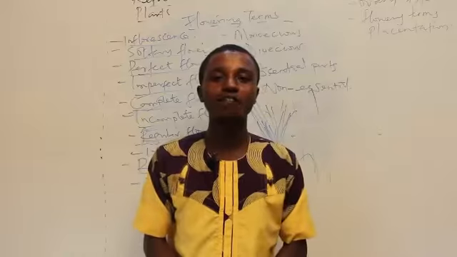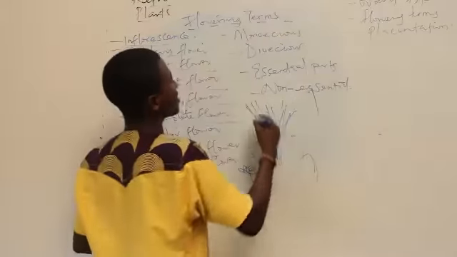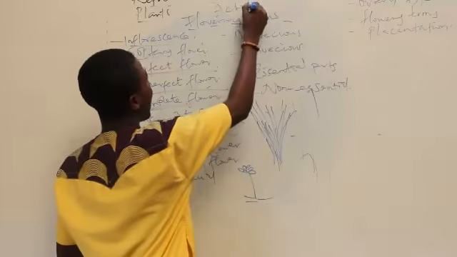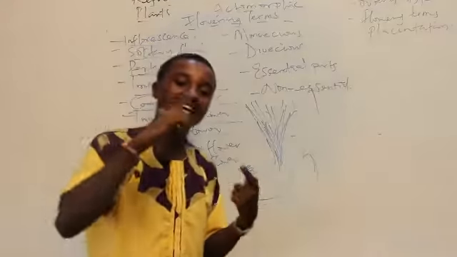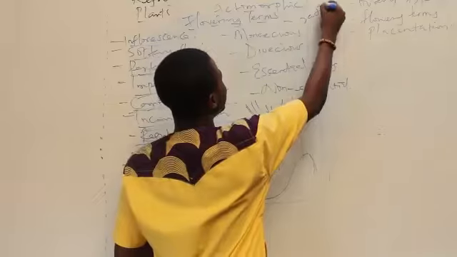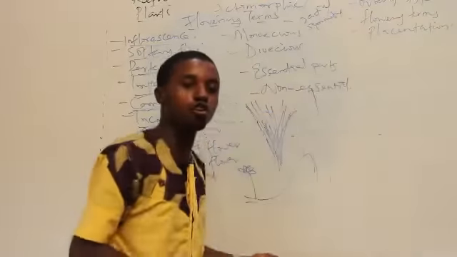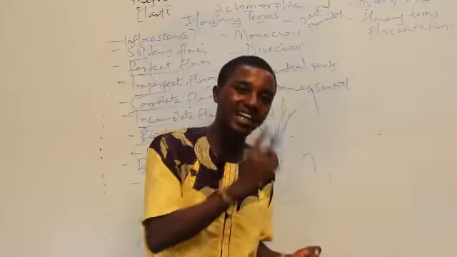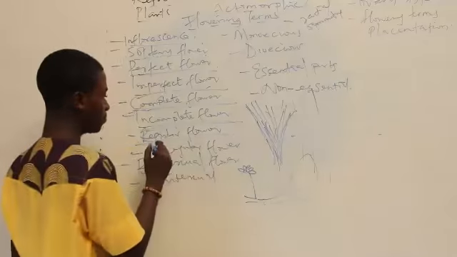Another word for regular flower is actinomorphism. A regular flower is said to be actinomorphic. Now, actinomorphic flower or regular flower undergo what we call radial symmetry. Radial symmetry simply means you can cut through at any point vertically and you still have similar halves. So we are done with that.